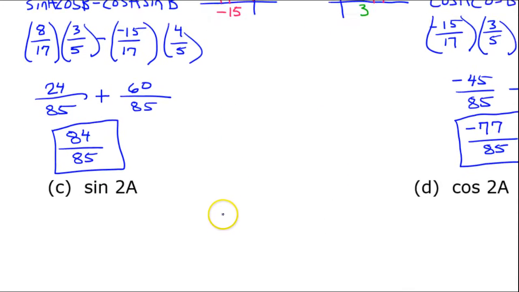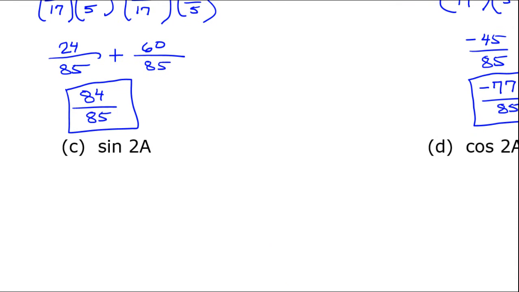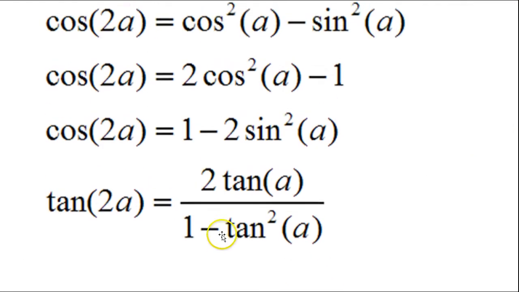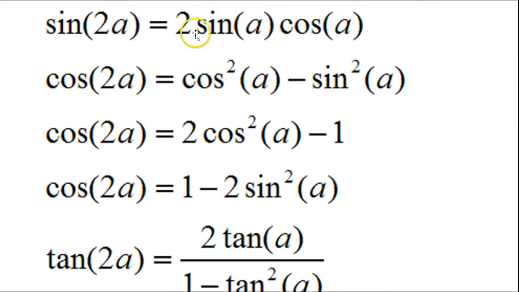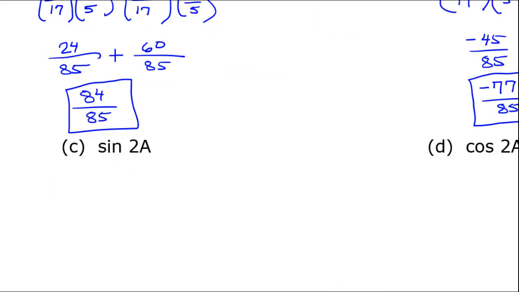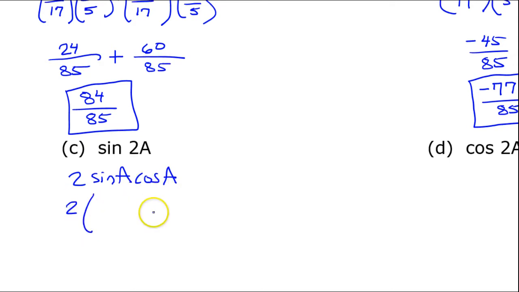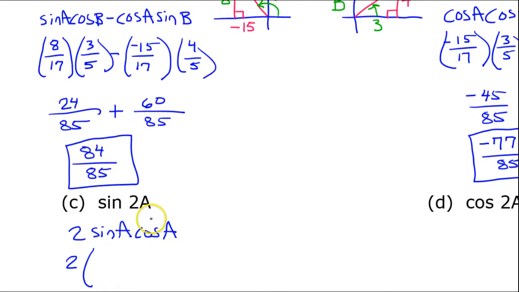Okay, next comes part C, sine of 2A. Well, looking at my double angle formulas, sine of 2A is 2 sine A cosine A. So this will be 2 sine A cosine A. So sine of A was 8 over 17, and cosine of A was negative 15 over 17.